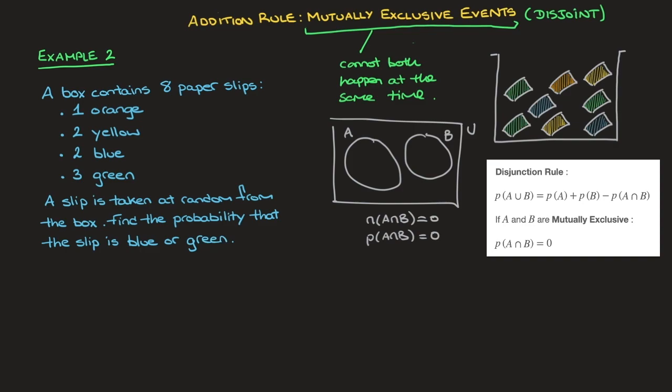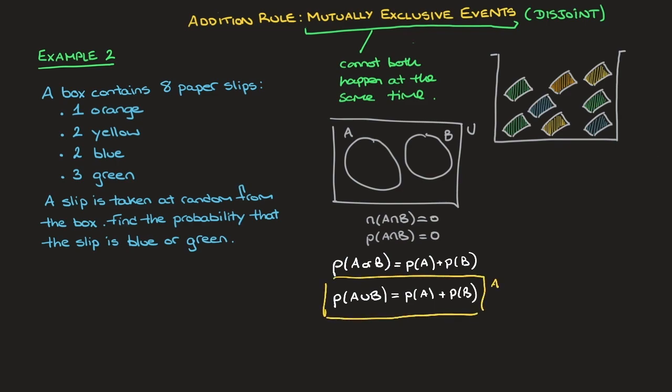And it turns into the addition rule for A or B. And it states that the probability of A or B occurring is equal to the probability of A plus the probability of B, which I'll also write as the probability of A union B equals the probability of A plus the probability of B. And this is the addition rule for mutually exclusive events.